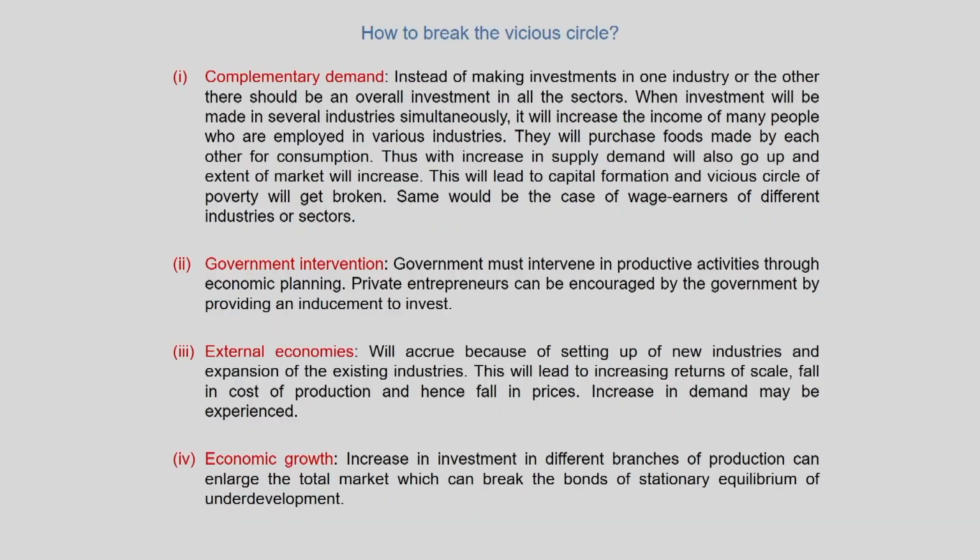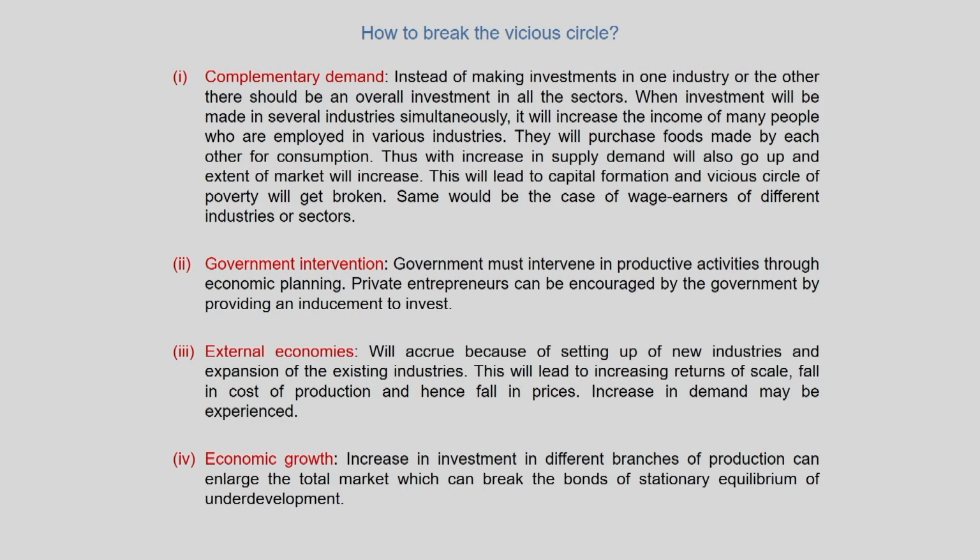One of the first propositions that Ragnar Nurkse was making was with respect to creating complementarities in demand and supply. What he was saying was that instead of making investments in one industry or the other, there should be an overall investment in all the sectors of the economy. So when investment is made in several industries simultaneously, it will increase the income of many people who are employed in various industries. And then they will purchase goods made by each other for consumption. And so with an increase in supply, demand will also go up and the extent of the market will increase. This will lead to capital formation, and the vicious circle of poverty will get broken.